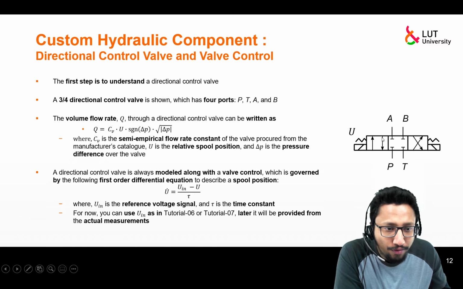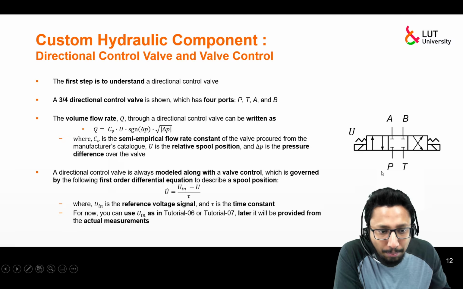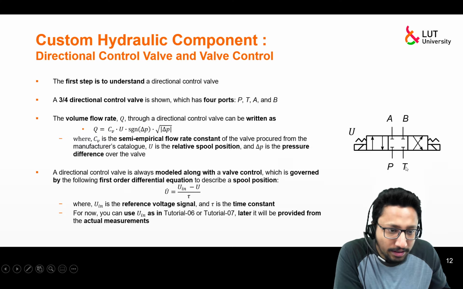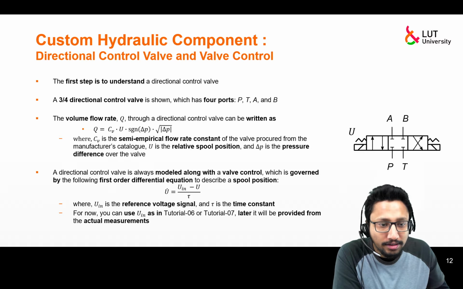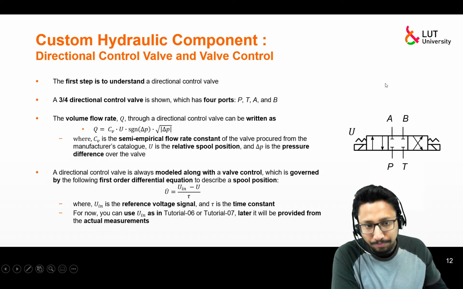Why 4? 4 means there are 4 ports. For example, P, T, A and B. P is connected to the pump, T is connected to the tank, and A and B are connected to the other part of the circuit. So basically side A of the hydraulic cylinder and side B of the hydraulic cylinder.